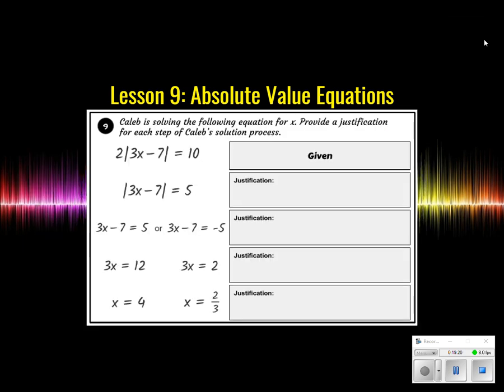All right, now let's look at number 9. Caleb is solving the following equation for x, provide justification for each of Caleb's solution processes. So we know we have given here. Looks like we went from having a 2 and a 10 down to a 5, so that means that they probably divided by 2 on both sides. Do you remember what that's called? The division property of equality. All right, and then, oh, look here. Here we have the split.